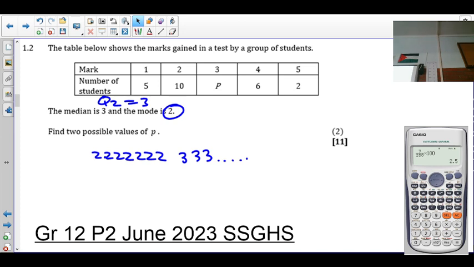Okay. So if you look at this now, for 3 to be in the middle, I must add a few 3s here. Let's add the same amount of numbers here. So it's 1, 2, 3, 4, 5, 6, 7. Okay.